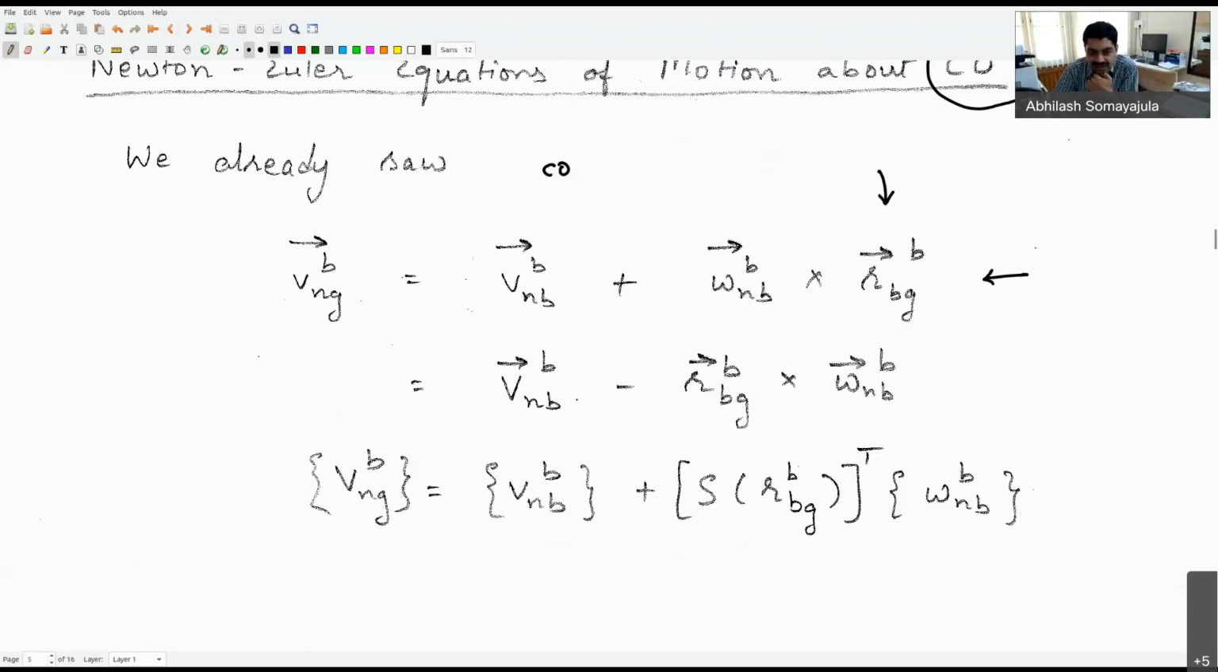So now I can write the same equation, but in this form, where I have just taken these two terms and flipped the order. After I flip the order, I can write it out in a matrix format. We can see that the velocity of the center of gravity is the velocity of the body fixed frame's origin plus a skew-symmetric matrix constructed from RBG, transpose of that, times omega NB. Is this making sense?